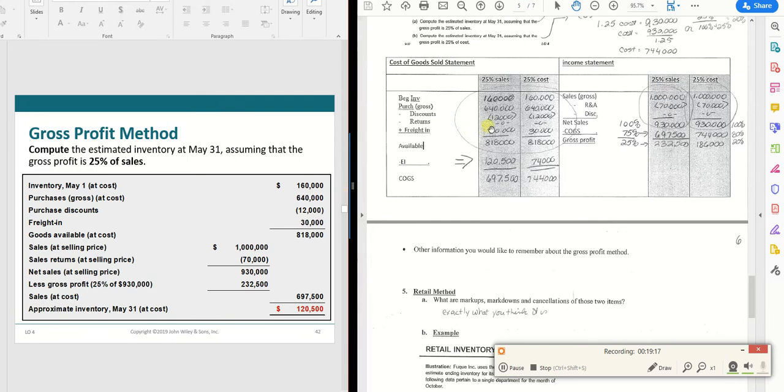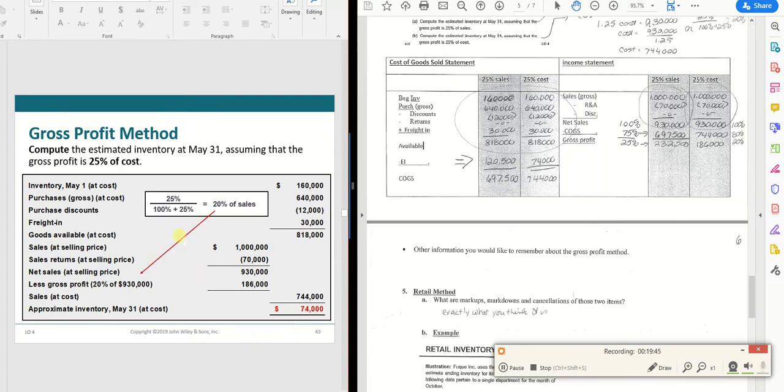160,640 minus 12 plus 30 is 818. Then they go over here. 1 million minus 70 is 930. Then they go to the 232,000, which is 25% of it, and then back into the 697. Bring the 697 there. Subtract it to get 120. So again, the same thing, but since I know how to set these up, I just use it this way.